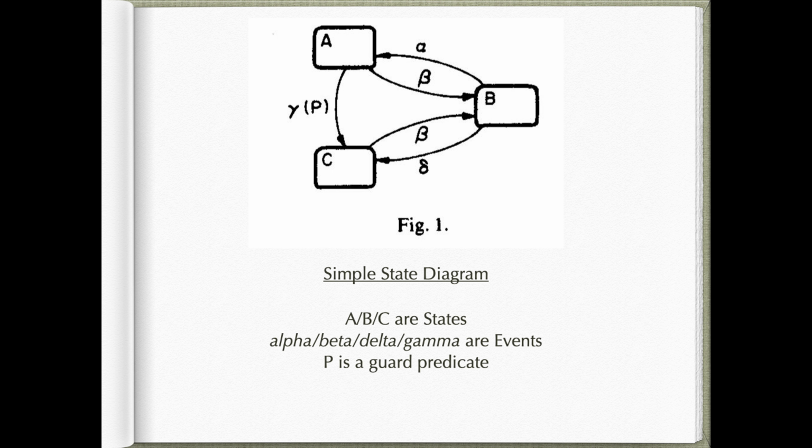State A can go to state C on a gamma event guarded by a predicate P, which is true or false. If a gamma event happens while the system is in state A, and at that moment in time the predicate P evaluates to true, it's just a piece of code, maybe a piece of JavaScript or something, then we would take the transition from A going to state C. Notice that there's no transition going from state C to A. The only way to go there would be to follow back to B and then back to A. Again, this is just a simple example of the notation.